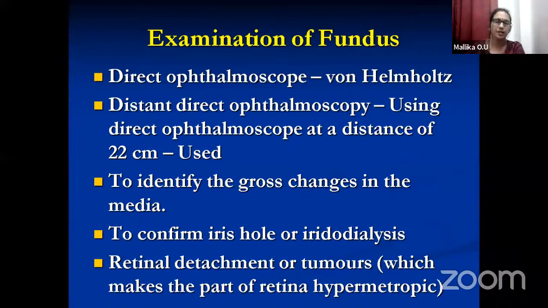There are different techniques of examination: direct ophthalmoscope, indirect ophthalmoscope, and slit lamp biomicroscopy with a condensing lens, either plus 90 diopter lens or plus 60 diopter or plus 78 diopter. We commonly use plus 90 diopter or plus 78 diopter in the OPD.